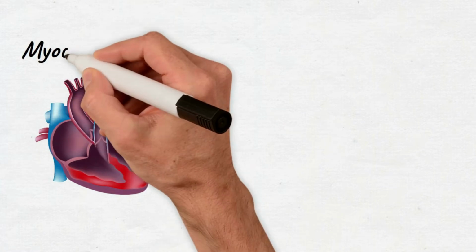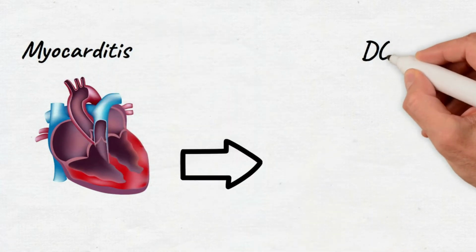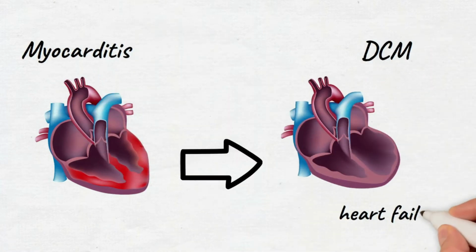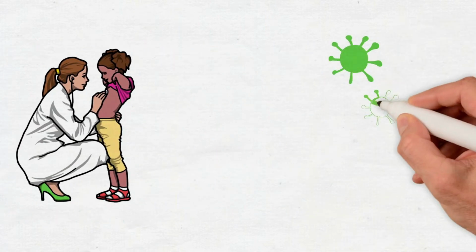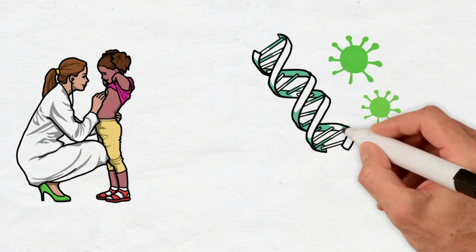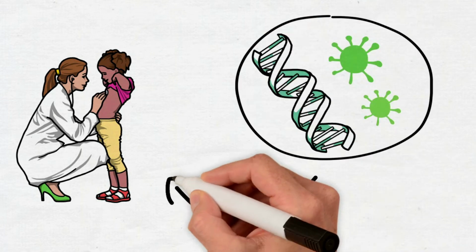Myocarditis can progress to a dilated cardiomyopathy and is a leading cause of heart failure in children. Distinguishing genetic dilated cardiomyopathy from myocarditis alone can be difficult, and sometimes the two are reported together, supporting the concept of a shared genetic background.